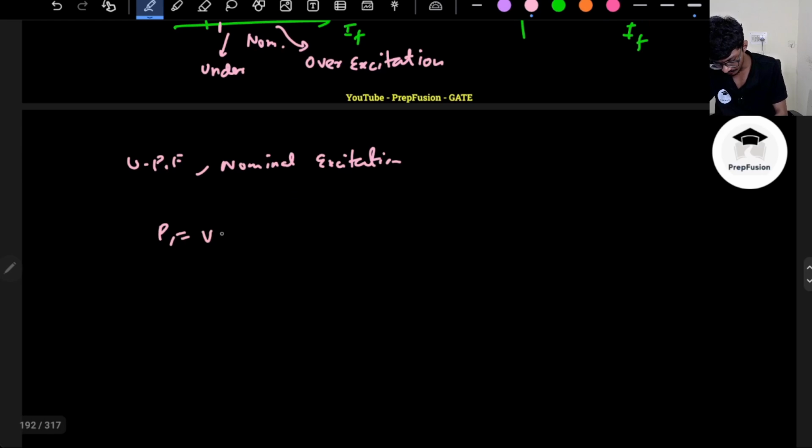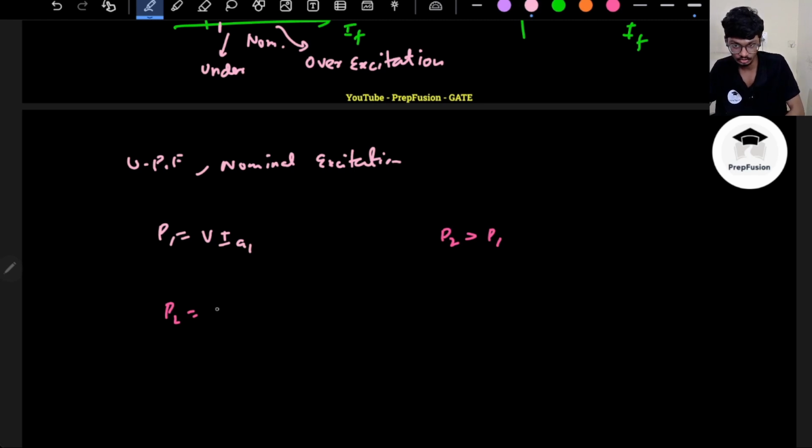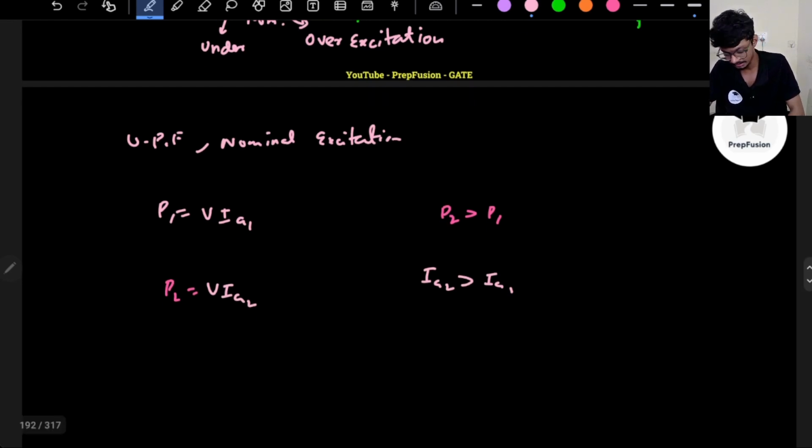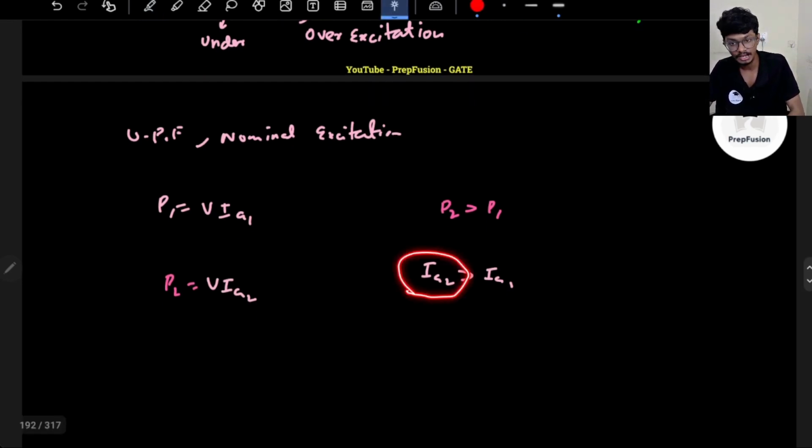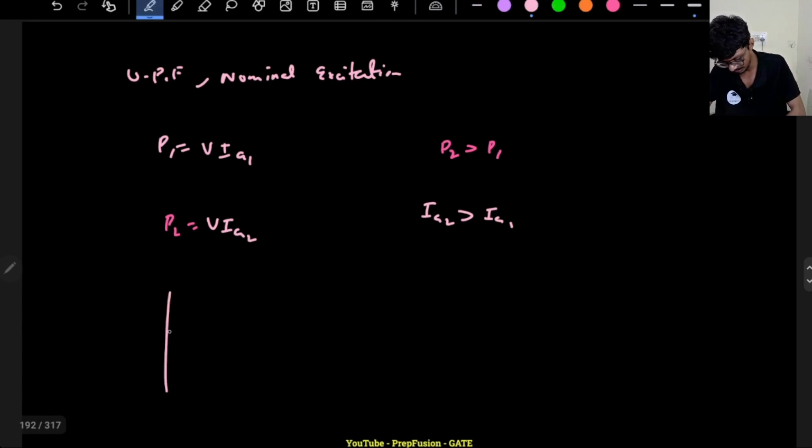What will be P1? P1 will be V into IA1 cos theta, and cos theta is 1. Now if I have another graph that is P2, and P2 is higher than P1, and it also has to operate in nominal excitation, then what can I comment about IA2? IA2 will be higher than IA1. So what do I understand? I understand that the armature current will be higher than the previous armature current if the active power is increasing. So the graph will look somewhat like this.